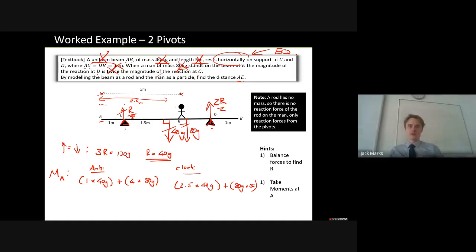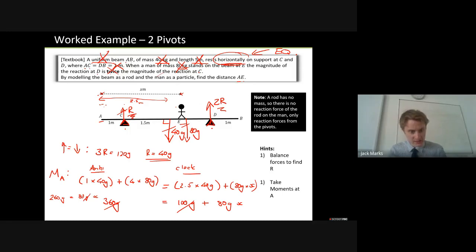Well, because the beam rests horizontally, all of the anti-clockwise moments are equal to the clockwise moments. So I can do that. 40G plus 160, 320, so 360G is equal to 100G plus, how could we write this? I don't generally like writing 80GX, but I suppose we can. Take away 100 from both sides. So that would give us 260G equals 80GX.